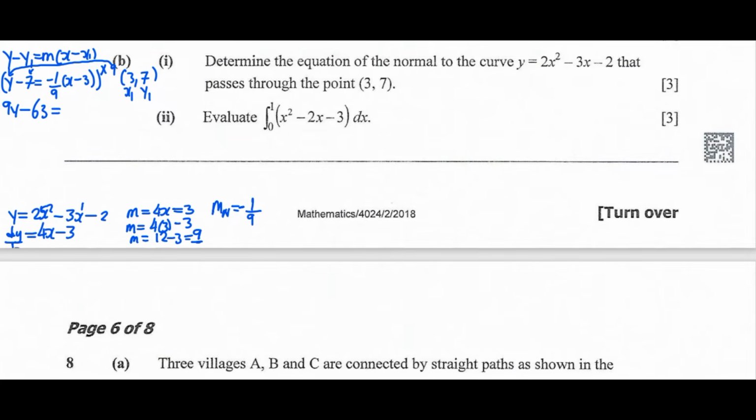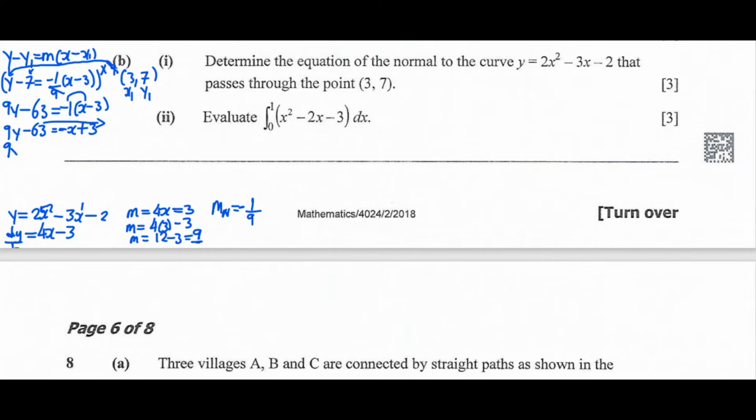Then 9 times -1 over 9 x minus 3. So this will cancel, giving us -1 x minus 3. So 91 minus 63 is equal to -1 times x, which is -x. -1 times -3 is +3. Then we can shift this number to this side.